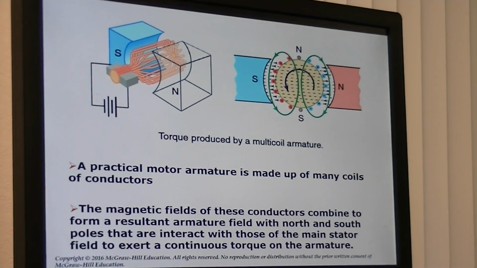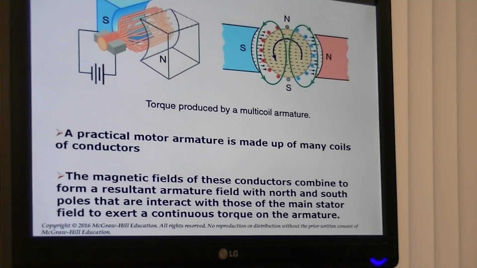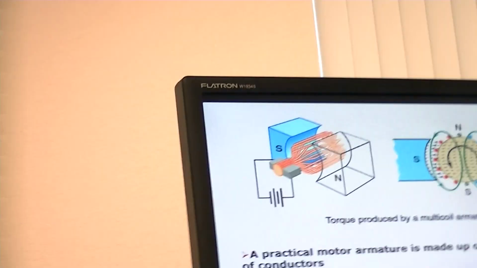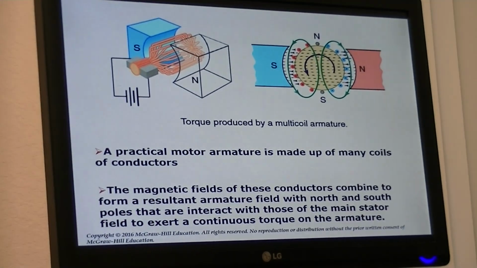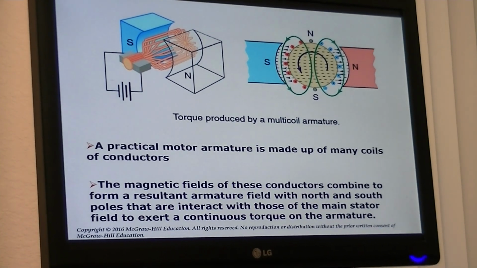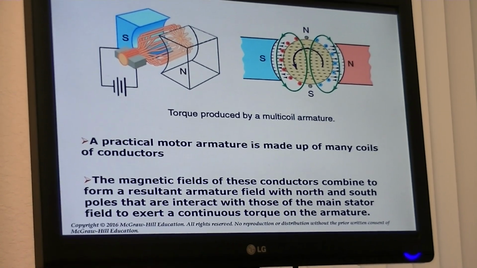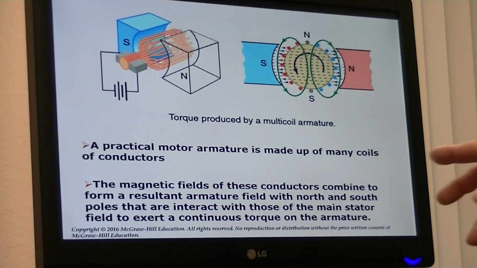All right. A practical motor armature is made up of many coils. I mean, you tear it apart. I don't like tearing them apart because they're a pain to put back together again. However, a motor armature is made up of many coils. The magnetic fields of these conductors combine to form a resultant armature field with north and south poles that interact with those of the main stator field to exert a continuous torque.